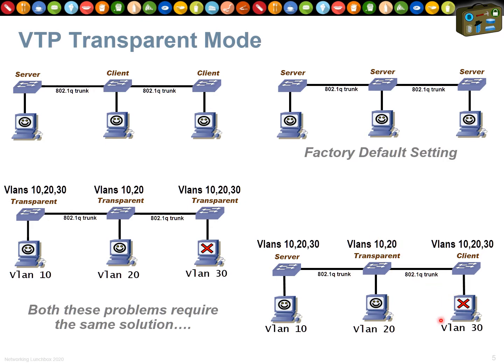But the middle switch is transparent and he's only got 10 and 20. But once again, this poor guy over here on VLAN 30, he doesn't work. The solution to this problem is actually the same. So, technically, yes, you could set this to client and this one to client, and that'd be fine.